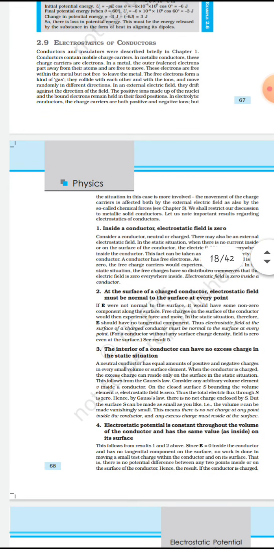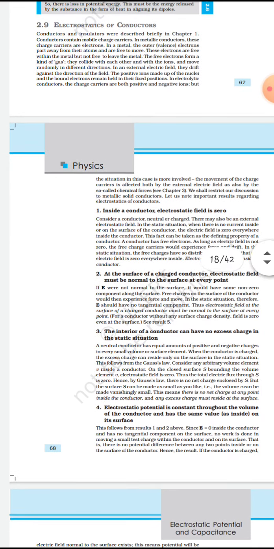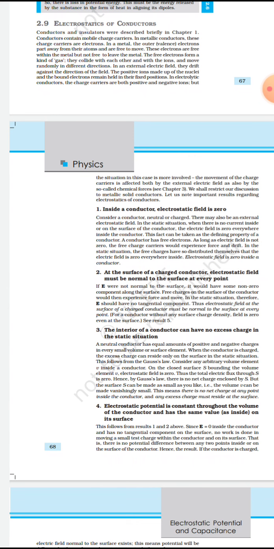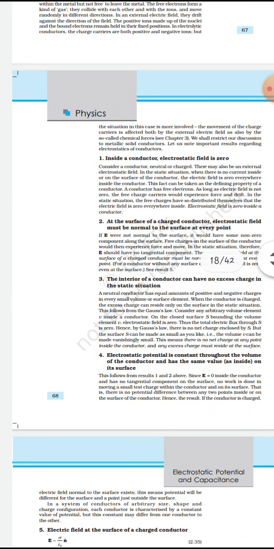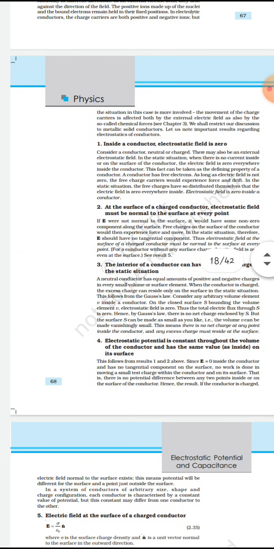If it affects the external electric field, here we got no. So inside a conductor, the electrostatic field is 0. How is it 0? Let's consider a conductor that is neutral, or charged, positive or negative charge, anything you can take. There may also be an external electrostatic field.